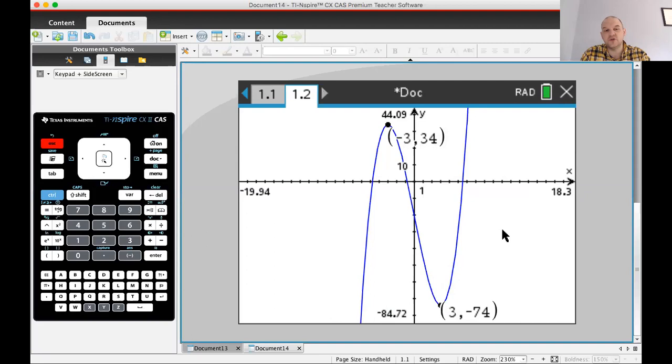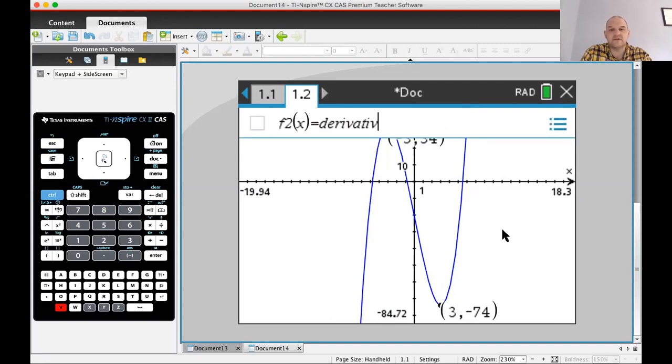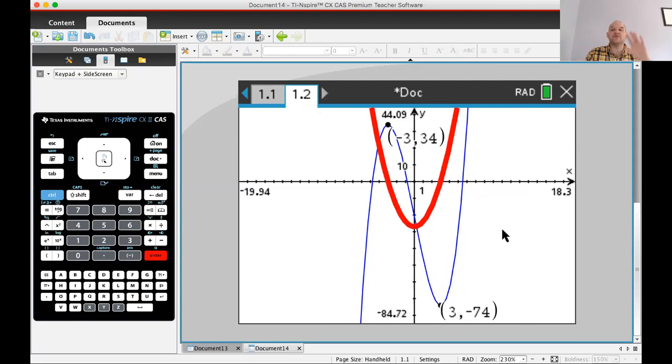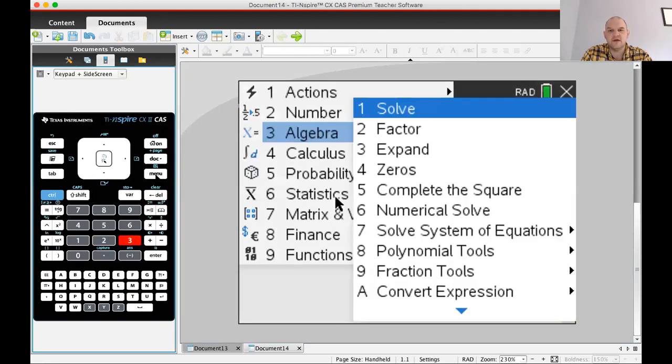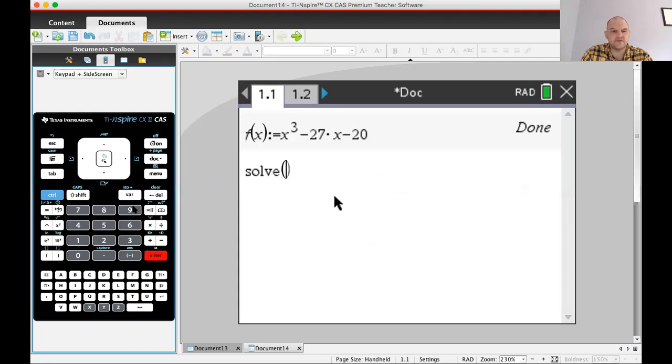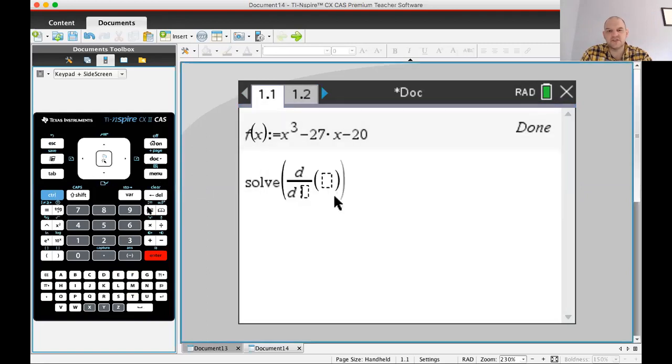So I also could have graphed derivative f of x, and I can see the derivative going from positive to negative at -3 and going from negative to positive at +3. So that further confirms what I had. I also here could have done, so menu 3, so I want to solve the derivative. So this is more of a CAS type of thing, equals 0 for x.